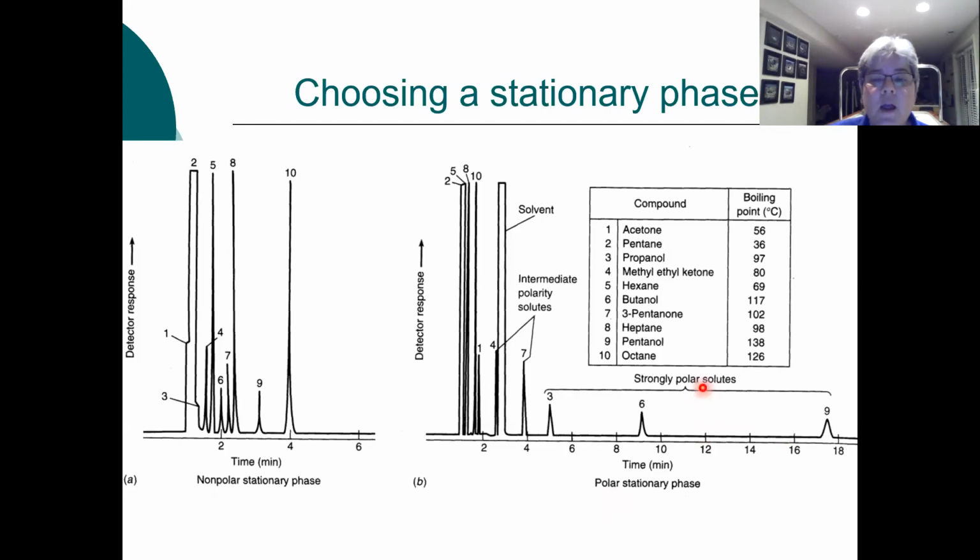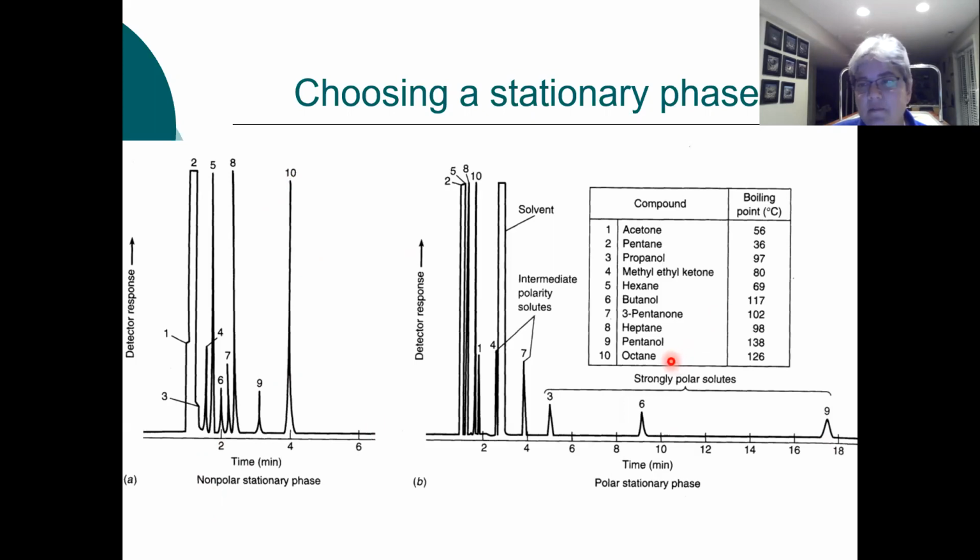So notice the polar compounds here. We have pentanol, that's a 5-carbon alcohol, and butanol, a 4-carbon alcohol, and number 3, propanol, 3-carbon alcohol. Those are all very polar, and notice they came out last. Okay, but now let's go over here to the non-polar stationary phase. So non-polar means non-polar things should come out last. So let's look. What comes out last?